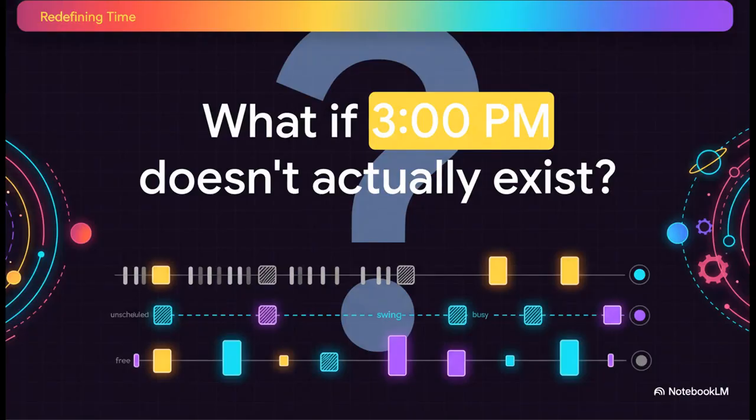Okay, just think about this for a second. What if 3 p.m. doesn't actually exist? I know, it sounds a little crazy, right? But seriously, why do we treat this 24-hour grid of time zones like it's some immutable law of physics? That grid was literally standardized back during the Industrial Revolution just to make train schedules work. It wasn't handed down from the cosmos, it's a mechanical invention. We have basically bound ourselves to a system created for 19th century steam engines. So today, we're going to look at how we can finally break free and hack that very grid.